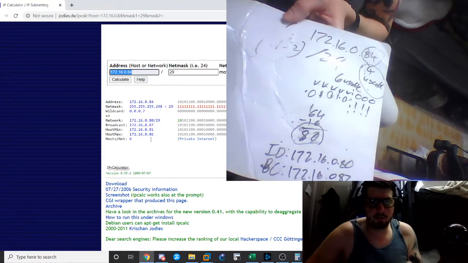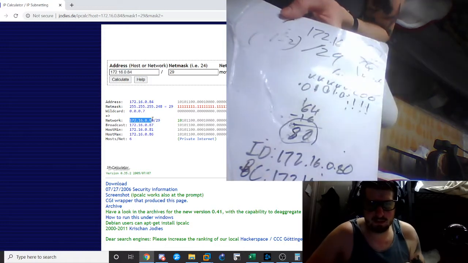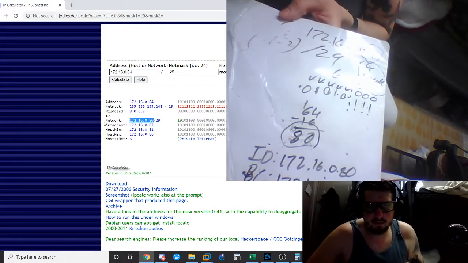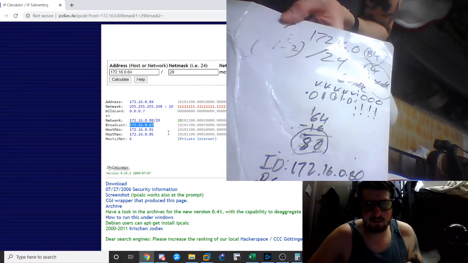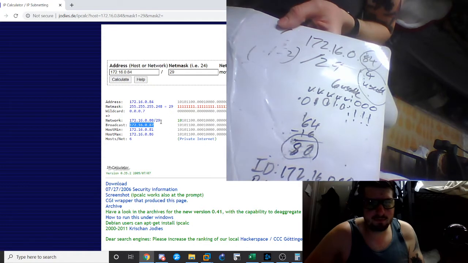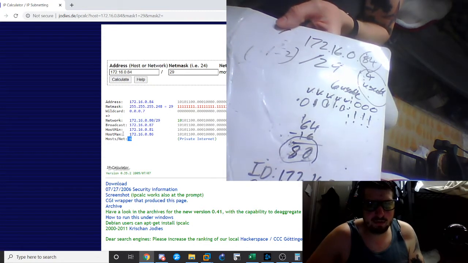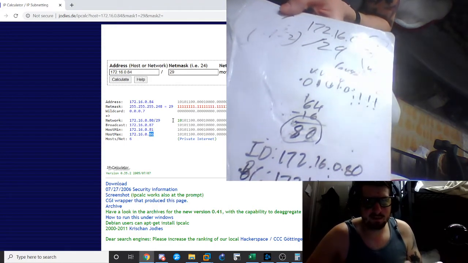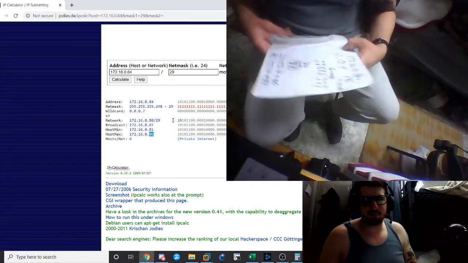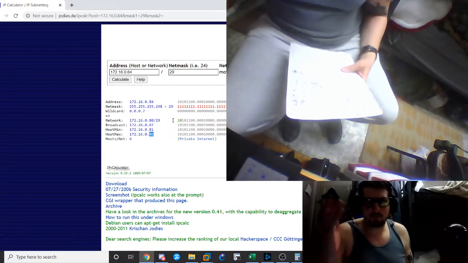Oh, goodness gracious me, look at that. 172.16.0.80, network. 172.16.0.87, broadcast. 6 usable, and then it also shows the range. So 81 and 86, you can give those to computers, printers, that's where that starts.